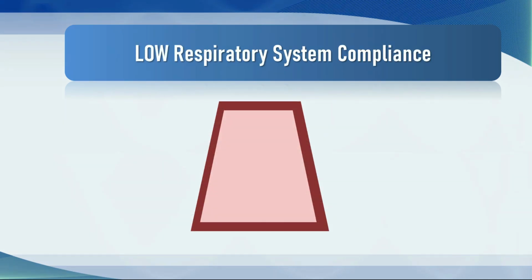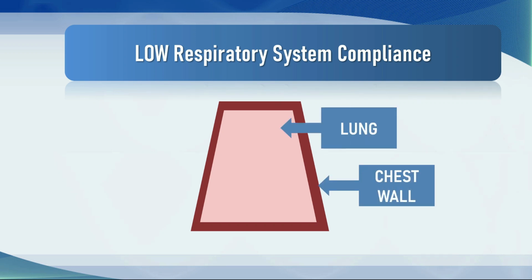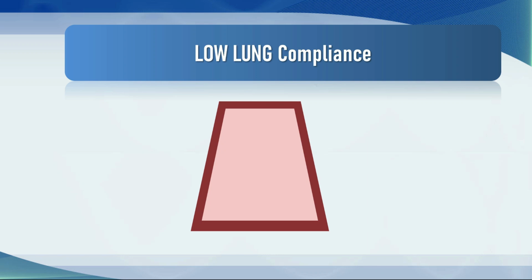And if your patient has low total respiratory system compliance, there are two components to that respiratory system, the lungs and the chest wall. Low compliance results from an increase in the tendency of the lungs to collapse inwards and a reduction in the tendency for the chest wall to spring outwards. Let's look at low lung compliance.